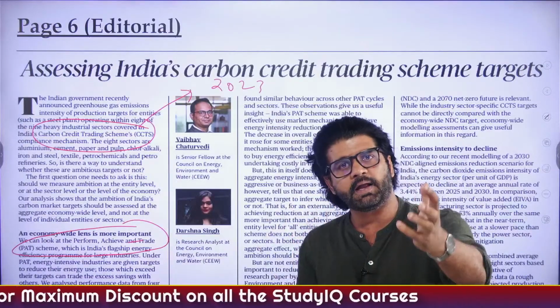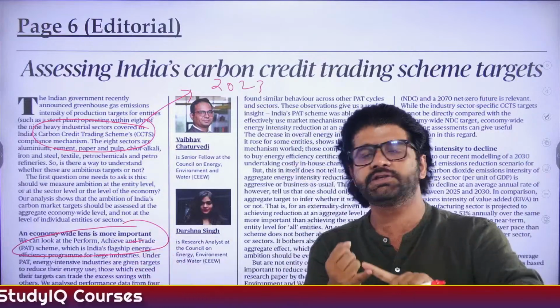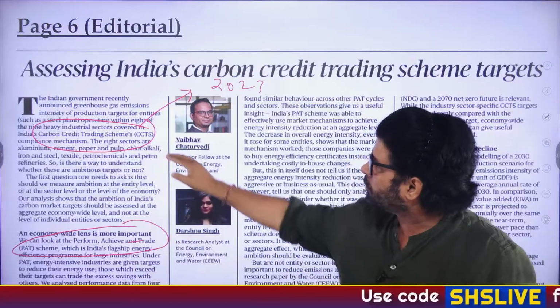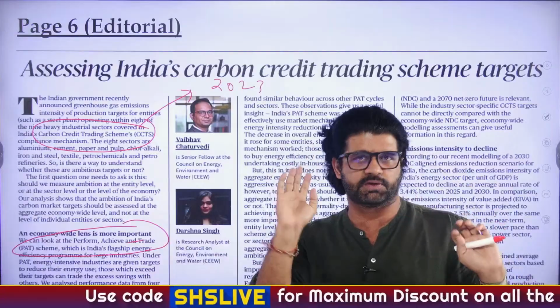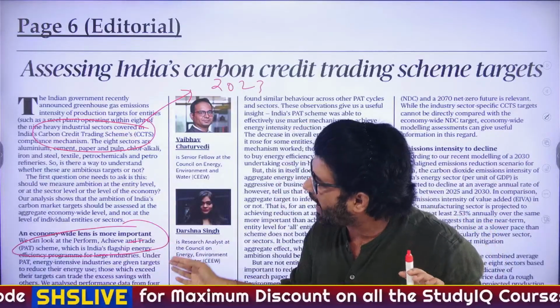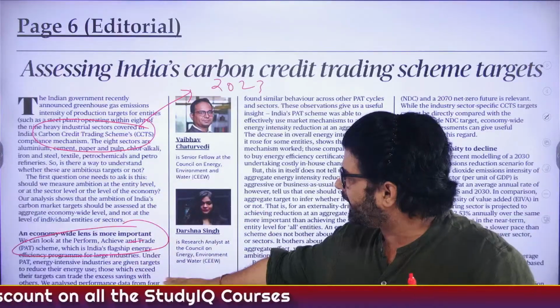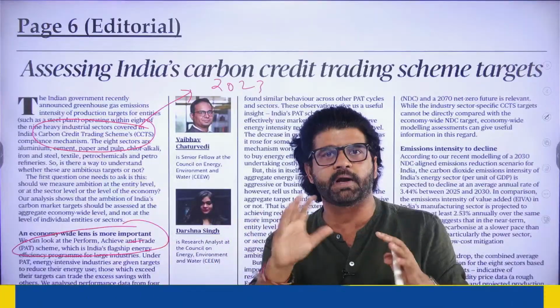Let me again make things simpler for you. When we say that PAT is focusing on energy efficiency and CCTS is focusing on carbon efficiency, what do I mean by that? In CCTS, the aim is that different manufacturing units should reduce CO2 emission. In simple terms, PAT's aim is not reducing CO2 emission. Maybe that is the indirect aim. The direct aim is reducing energy used per unit output.